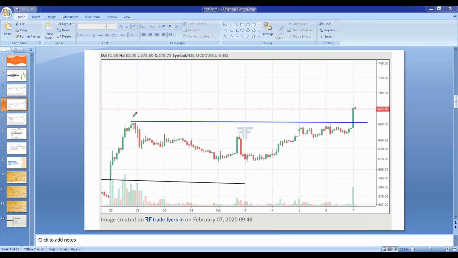So now see this chart also. There is 1 touch point, there is 2 touch point, there is 3 touch points. So this is one of the valid resistance what we can say. Now if you will see the volume, what was the volume here? Volume was almost dry. But what happened in this candle?